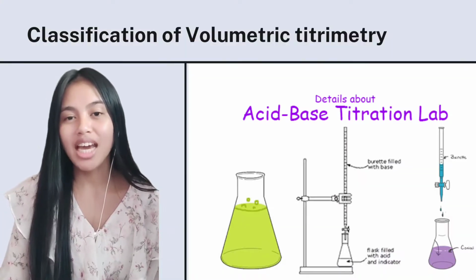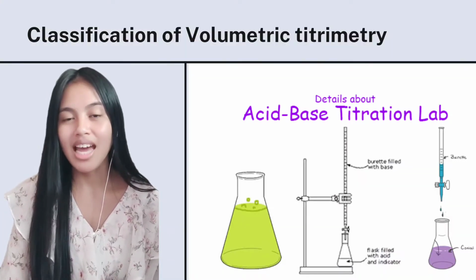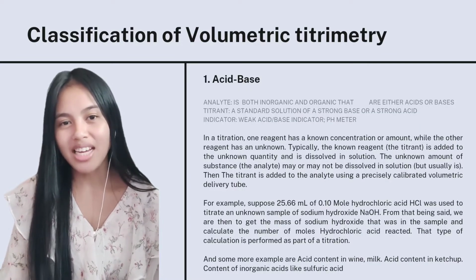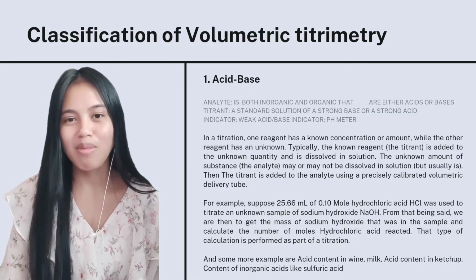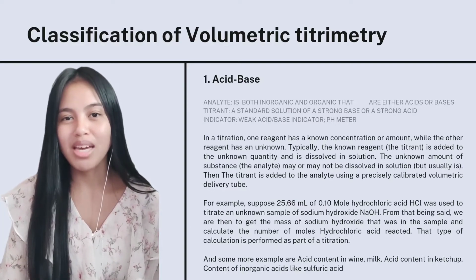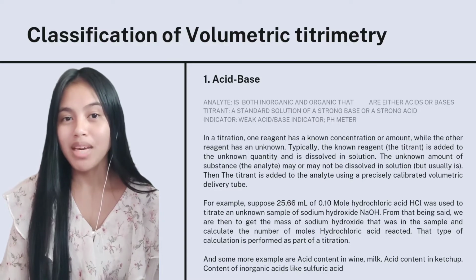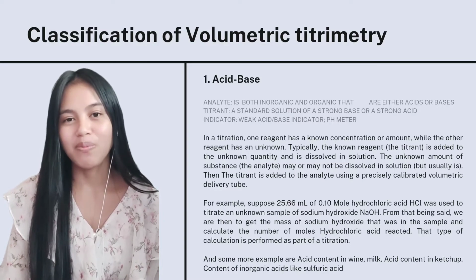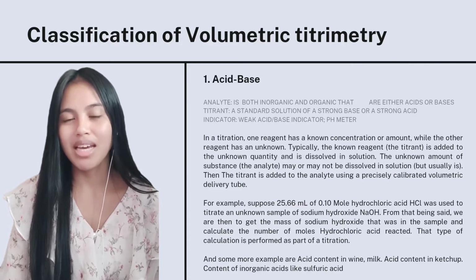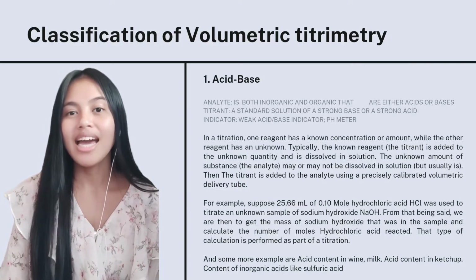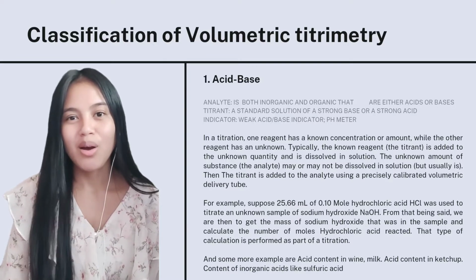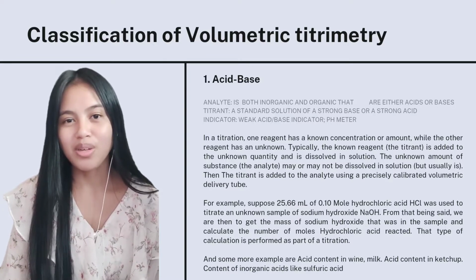Now for the classification of volumetric titrimetry, acid-base being the first, whose analyte is both inorganic and organic that are either acids or bases. Its titrant is a standard solution of a strong base or a strong acid, and a pH meter is the indicator. Here, we will consider titrations that involve acid-base reactions. In a titration, one reagent has a known concentration or amount, while the other reagent has an unknown.